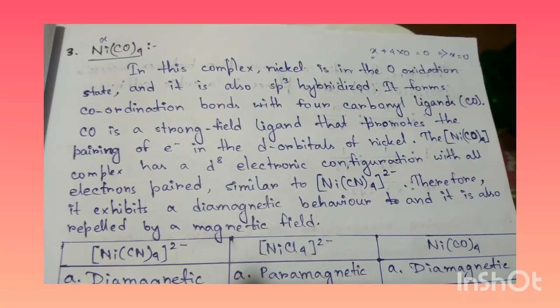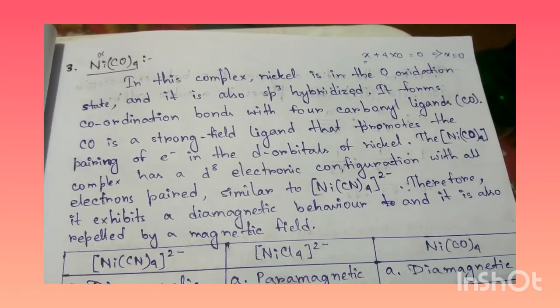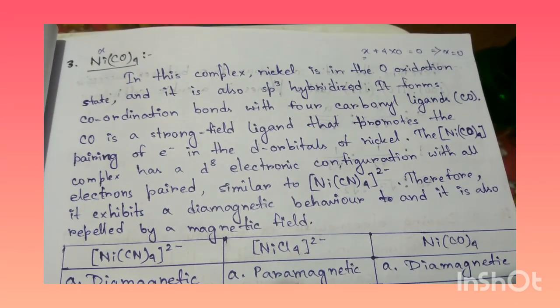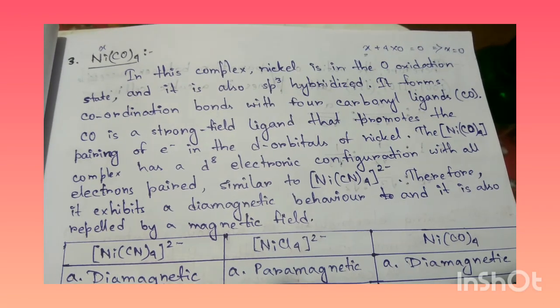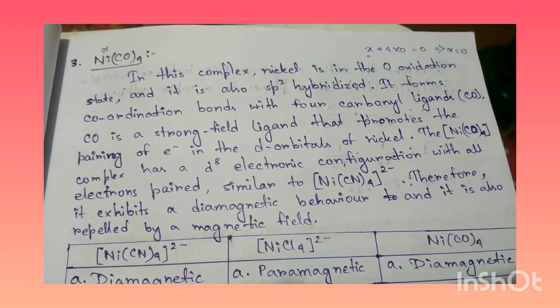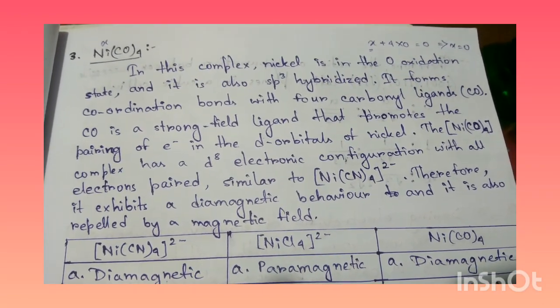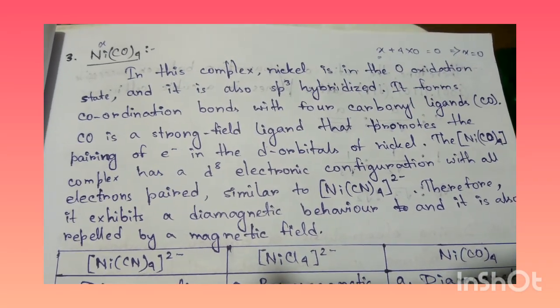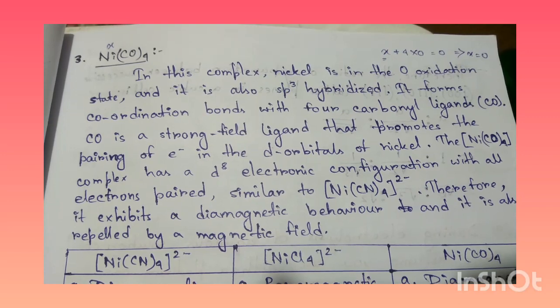In this complex, nickel is in the 0 oxidation state. As you can see in the top, x plus 4 into 0 is equal to 0, so x is equal to 0. And it is also sp3 hybridized. It forms coordination bonds with 4 carbonyl ligands.